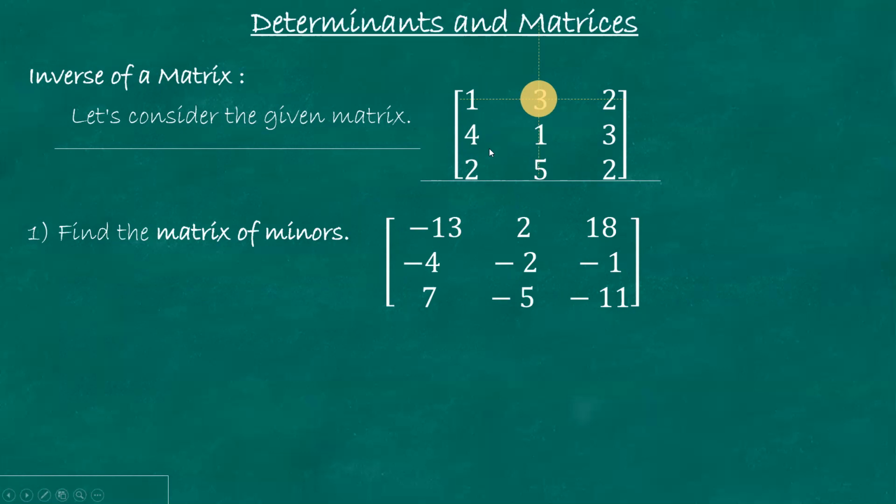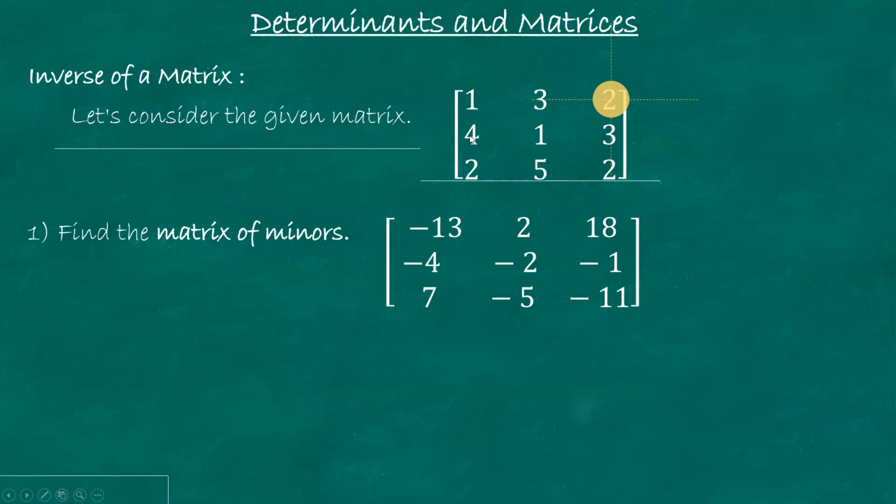I-delete na to. Ang mabilin kay man, 4, 3, 2, 2. So, 4 times 2, 8 minus 3 times 2, 6, 2. Delete mo yung mabilin. So, it's 20 minus 2, it's 18.